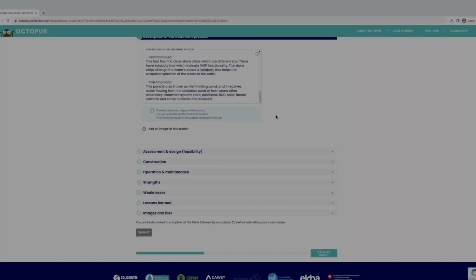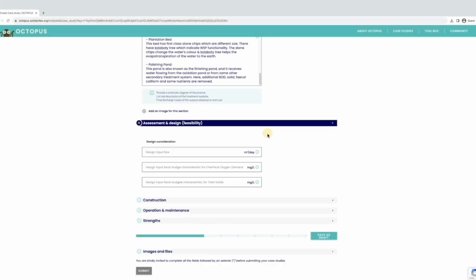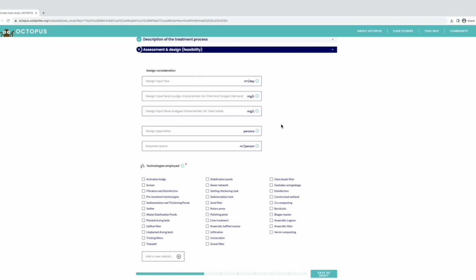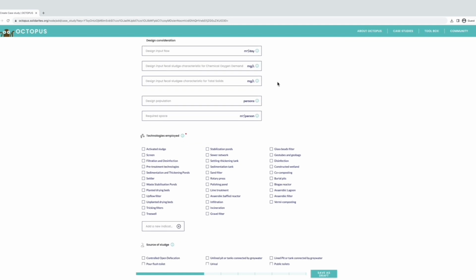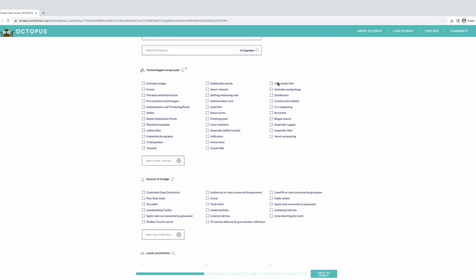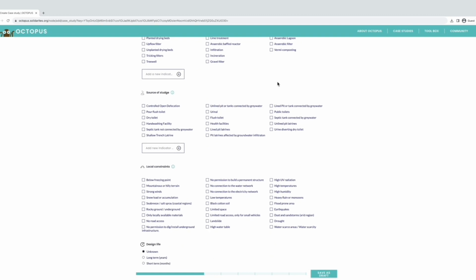We are required to enter various information concerning the assessment and design of the project if available, including design consideration parameters, different technologies employed, sources of the input sludge, any local project constraints, and the types of final output.